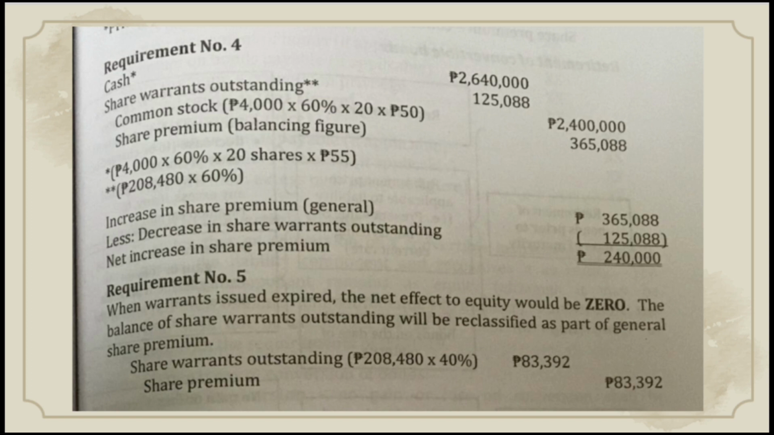So last requirement is net effect to equity assuming the other 40% of warrants expired. If ang warrants nga gi-issue na-expire, ang net effect niini sa equity would be 0. So, ang balance sa share warrants outstanding will be reclassified as part sa general share premium. So, ang entry is debit share warrants outstanding and then credit share premium. Ang share warrants outstanding makuha sa 208,480 pesos pagka January, atong times sa 40% nga na-expire nga warrants.